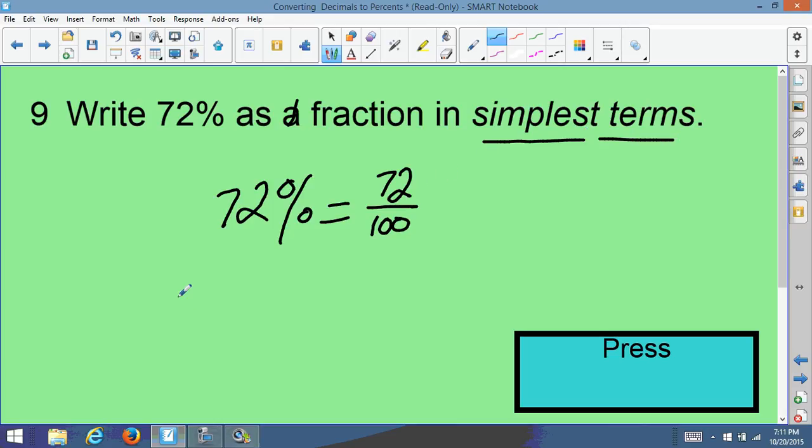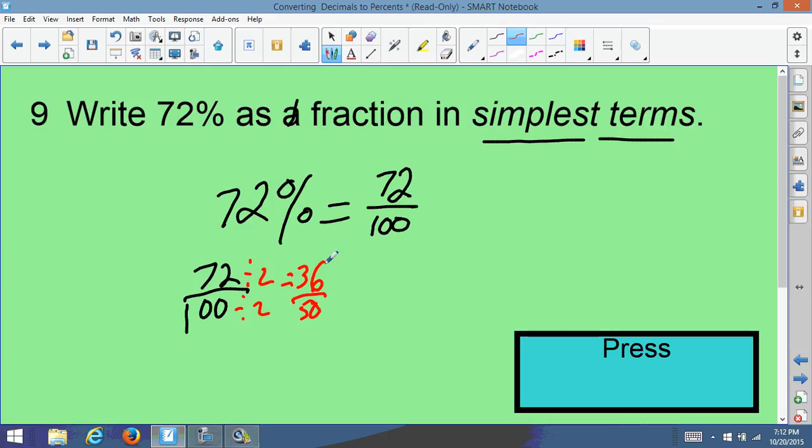So that means we have to divide both the top and bottom number by something until we can't divide anymore. Well, I noticed both numbers, 72 and 100, end in an even number. So with an even number I can divide by 2. So let's get a red pen and divide this by 2. 72 divided by 2 is 36. 100 divided by 2 is 50.